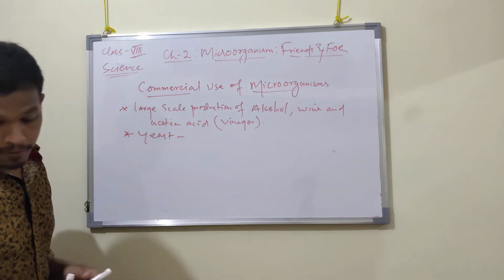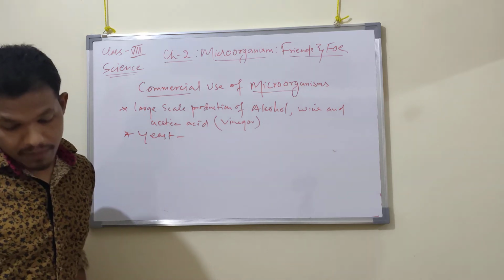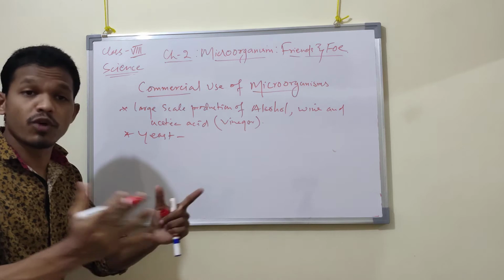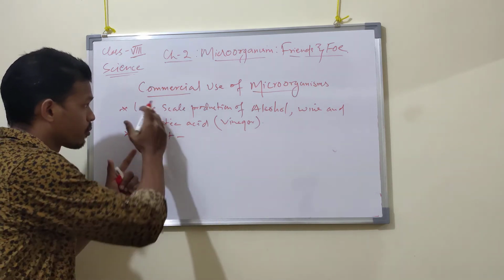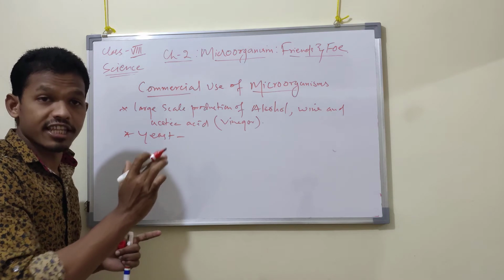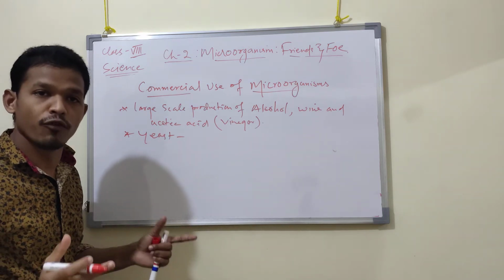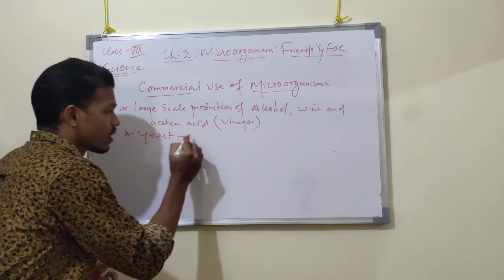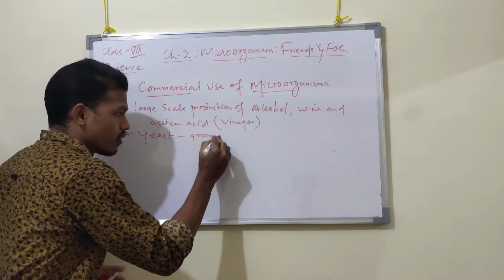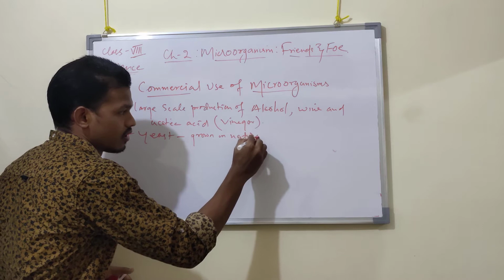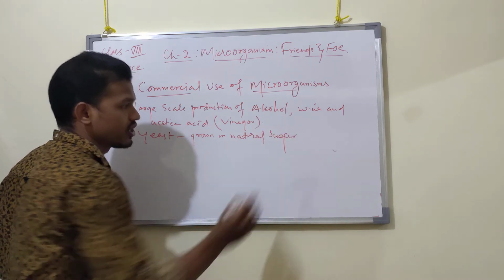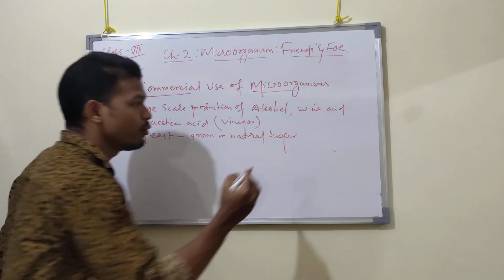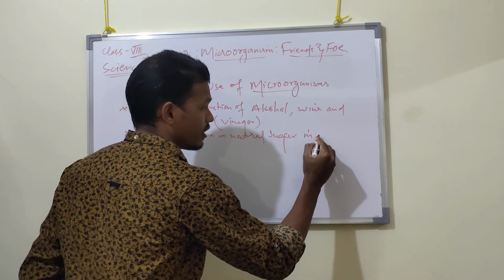For this purpose, they require a large quantity of yeast for large scale production. These yeast are grown on natural sugar. Where will you find natural sugar? These natural sugars are found in food grains.